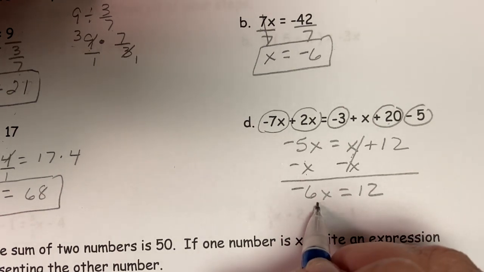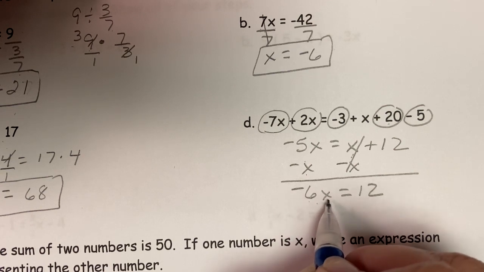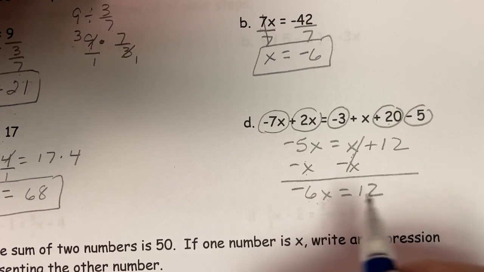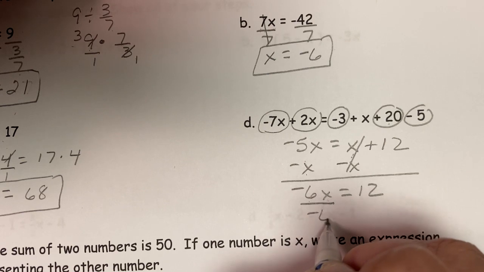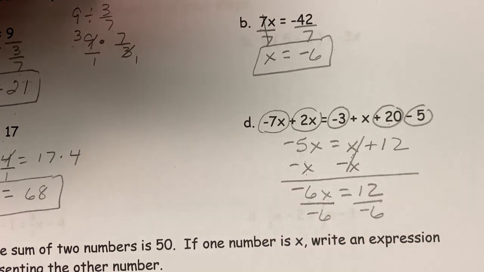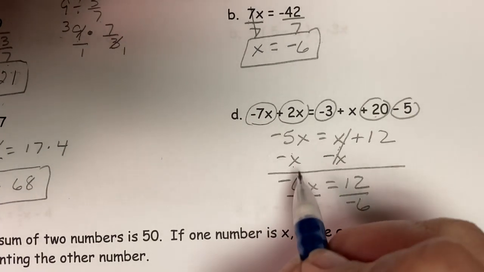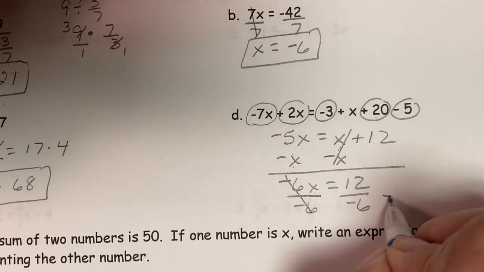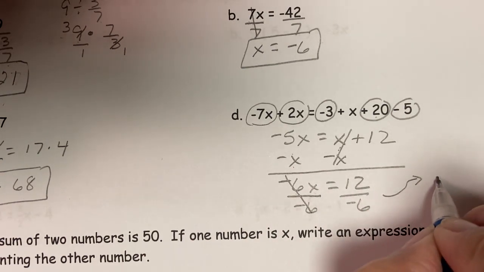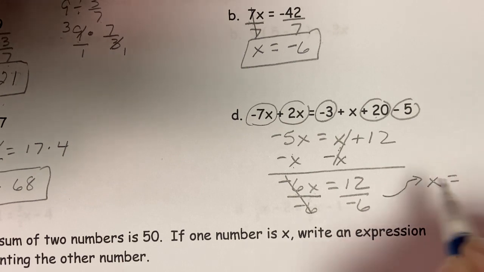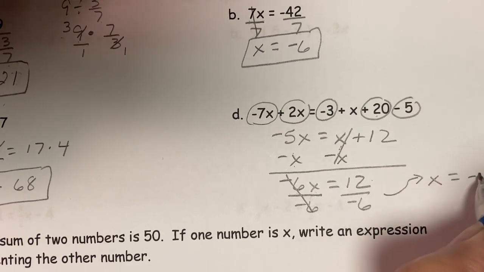We still have to figure out isolating the variable. Well, what's happening right now? It's being multiplied by negative 6. So I'm going to go ahead and divide both sides of my equal sign by negative 6. These negative 6s will cancel, and I'm going to be left with x on the left, and 12 divided by negative 6 is negative 2. And that's my solution.